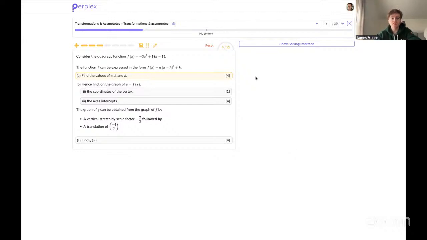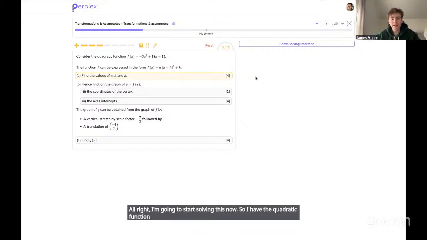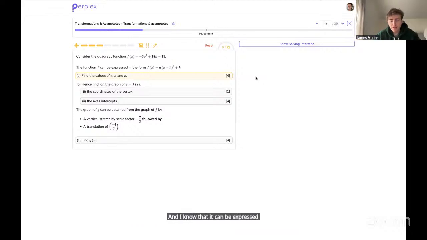All right, I'm going to start solving this now. So I have the quadratic function f of x is equal to negative 3x squared plus 18x minus 15. And I know that it can be expressed in the form f of x is equal to a(x minus h) squared plus k. That is the vertex form, which I can obtain by completing the square. So how do I do that?